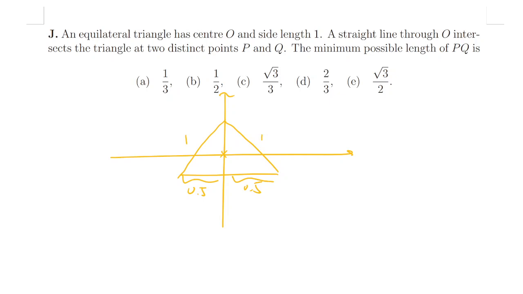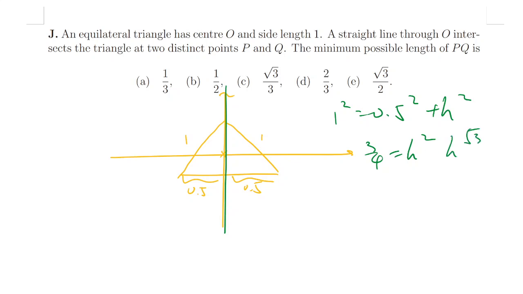Cool. So again, for now I don't know where the PQ is, right? So let's try out some values. Let's say the line starts from here. If the line was here, then the length of PQ is just the height of the triangle. So let's calculate the height of your triangle. The height is given by 1 squared equals 0.5 squared plus h squared. So 3/4 equals h squared, so h is √3/2. Cool, so that's PQ if the green line was there.